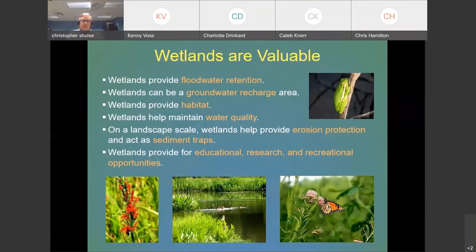Contrary to popular belief, wetlands are not mosquito breeding habitats. If wetlands have proper functioning ecosystems with predators, mosquitoes are kept at bay. And so it's just a common misconception that wetlands provide mosquito breeding habitat.